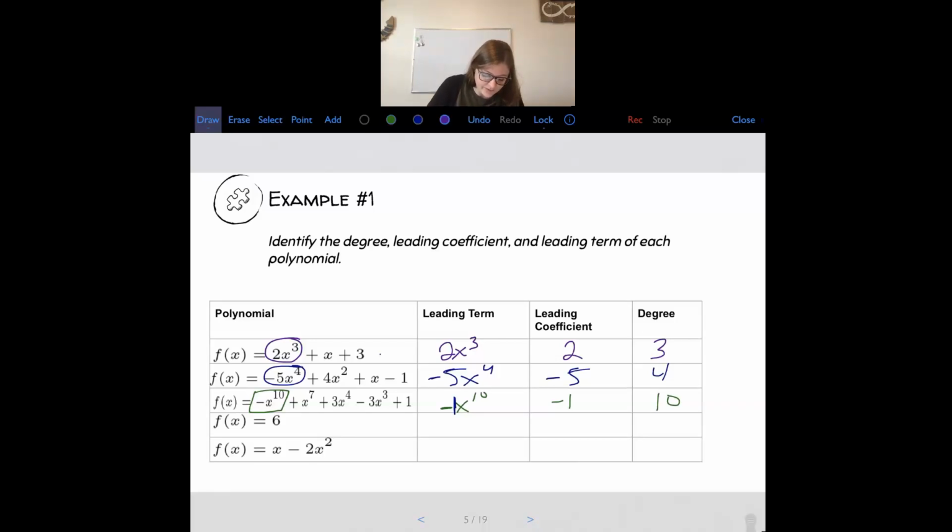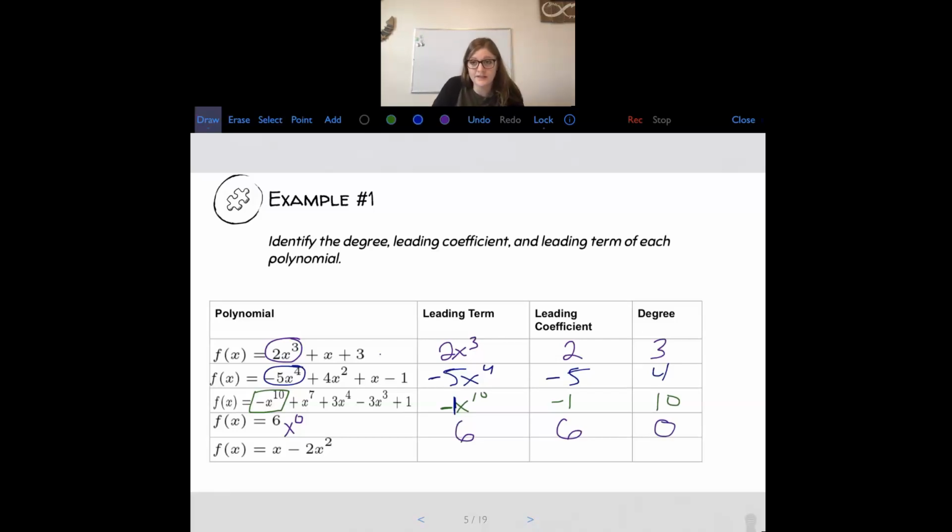Okay, now we have f of x equals 6, so that is our leading term. It's also our leading coefficient, but our degree here would be 0. This is like x to the 0 power, and anything to the 0 power is just 1. Okay, on that last one, we have f of x is equal to x minus 2x squared.